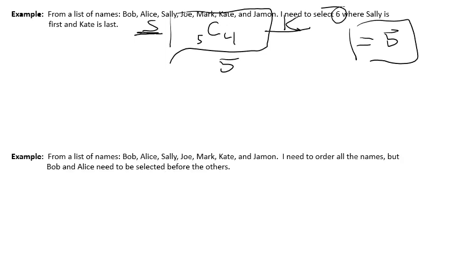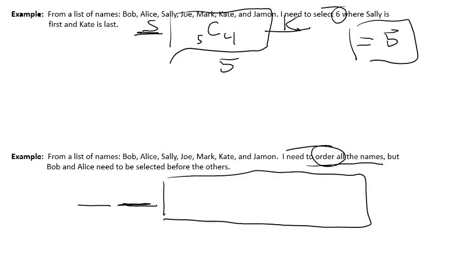Moving on. Read this problem. Stop the video. I'm working it out. I have my list of names. I need to order all of the names, but Bob and Alice need to be selected before the other 2. So here's what's going on here. Bob and Alice are going to go here. The remaining 5 people are going to go here.